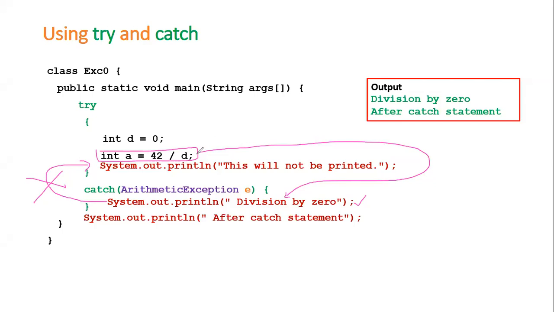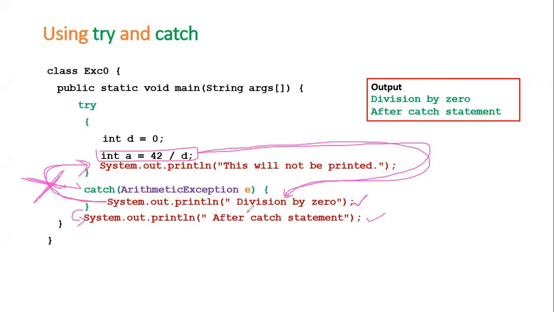I repeat, once I come out of this try block, I'll go inside the catch block. Again, from the catch block, I'll never move back to the try block. Instead, after executing all the statements inside my catch block, I'll be moving to the next statement after my catch block, that is system.out.println.